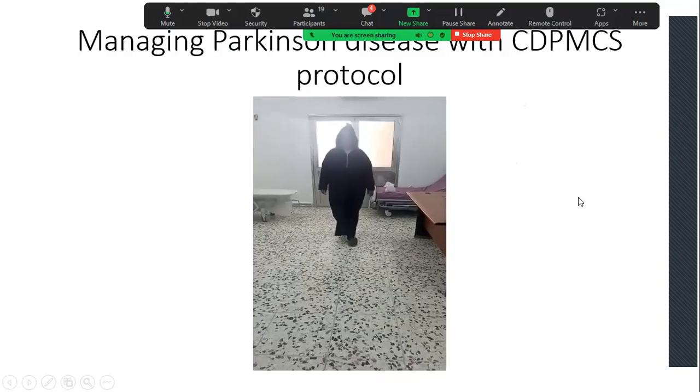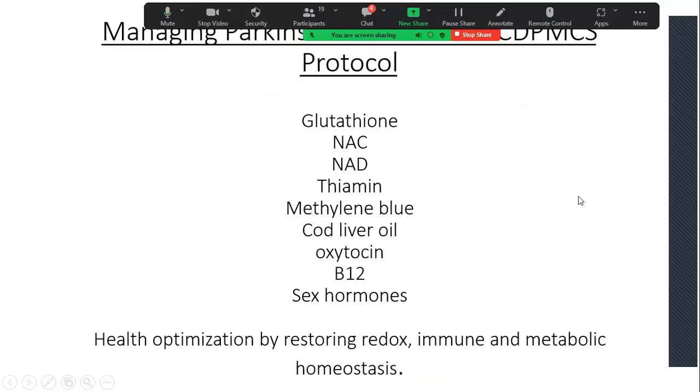Very important is taking NAC every day. So the protocol here is glutathione IV weekly, and then NAC every day, intranasal or oral. NAD intranasal would be good. Thiamine, we give 100 milligram weekly, and then he can take the spray intranasal of thiamine. Methylene blue orally will be good enough, or you can do it intranasal.